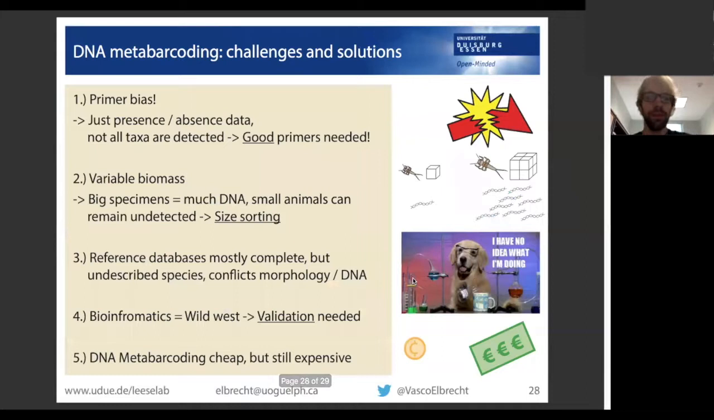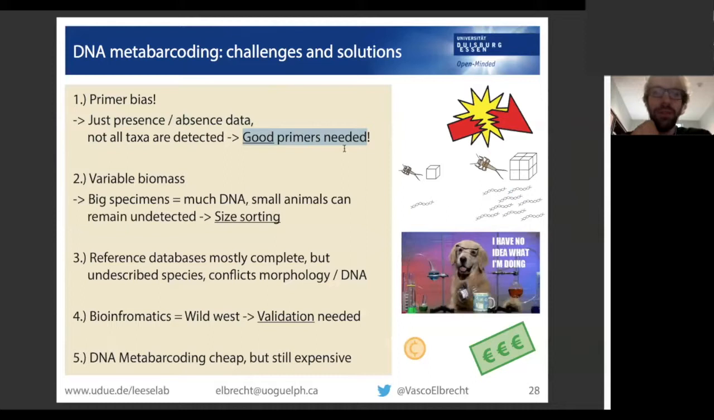So let's quickly recap. We have quite some issues with metabarcoding, but the method works and those issues are manageable. So we talked about primer bias, which prevents you from getting any abundance data. So it's just presence-absence. And don't listen to those people who tell you about different markers and all the problems. You can design good primers, and you really have to do that, and you have to validate your primers, and then the method works actually quite well.